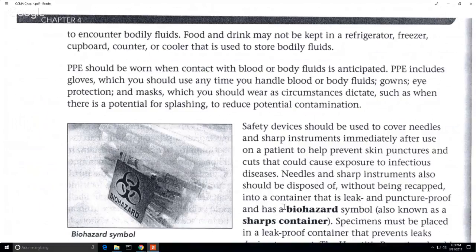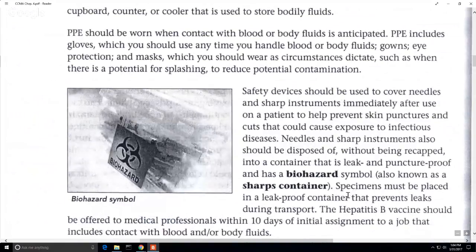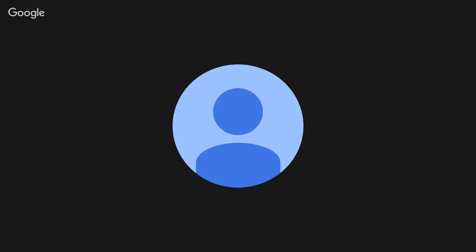Now, these safety devices, if they are automatic, that's fine. If not, then we will have to put them on. All the sharp instruments or needles should be thrown directly into the sharp container. Needles and sharp instruments should be disposed of without being recapped into a container that is leak-proof and puncture-proof and has a biohazard symbol. This container is known as a sharps container, so that could be questioned.